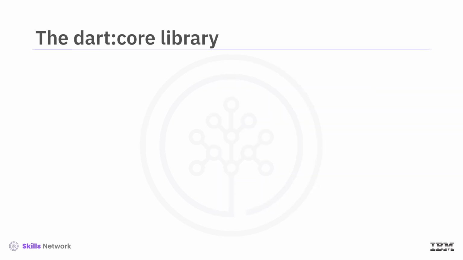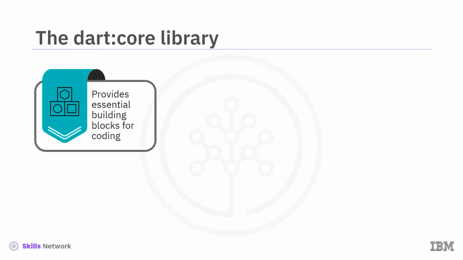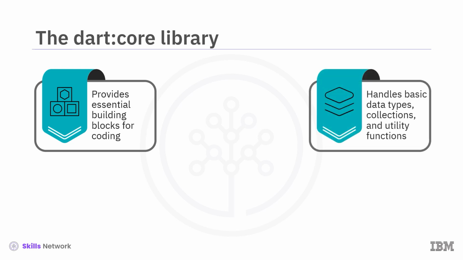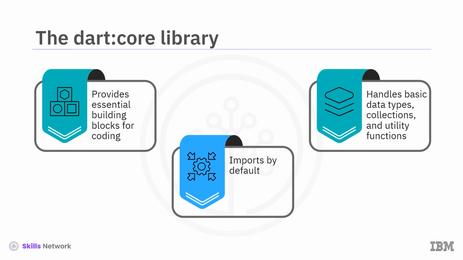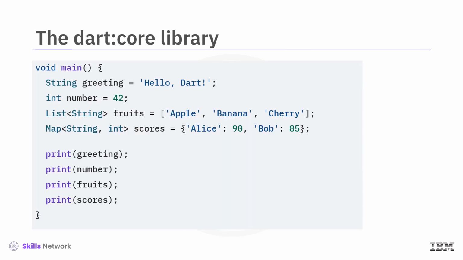First, let's explore the Dart Core Library, which provides essential building blocks for handling basic data types, collections, and utility functions. This library is imported by default. Here is a code snippet to understand a few Dart Core functionalities.